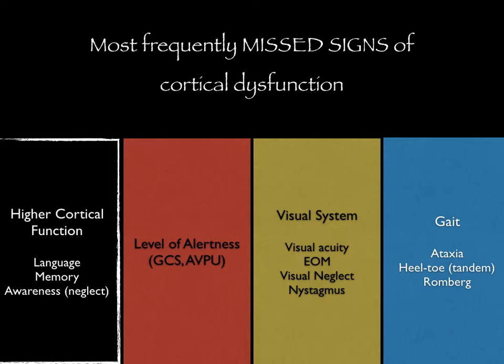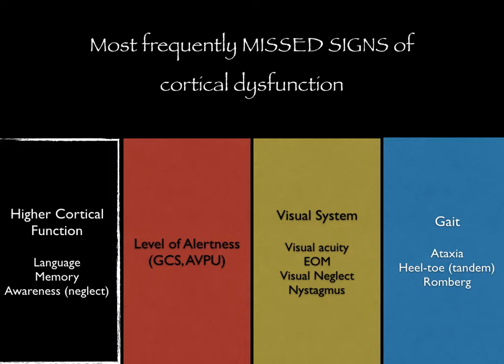Level of awareness, so Glasgow Coma Scale, or alertness, verbal responsiveness, response to pain, or unresponsiveness. It's kind of the easier way to look at this. The visual system, so visual acuity, which a lot of times is not tested. Extraocular movements, which usually are. Visual neglect, once again, can be very difficult to appreciate unless you're looking for it. And nystagmus. And then gait.